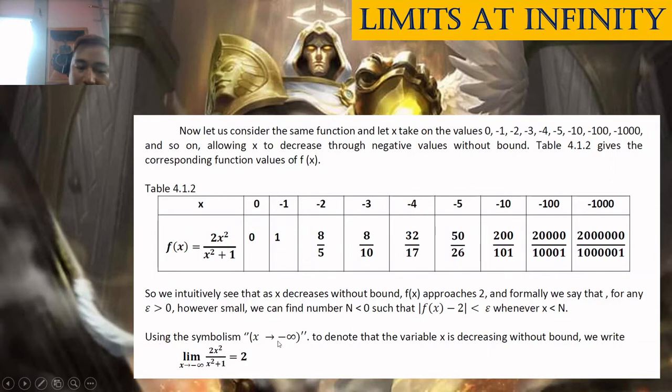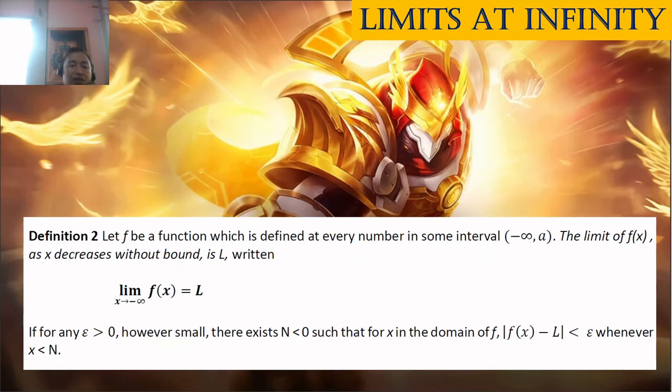Okay. Using the symbol x approaches negative infinity, the limit of 2x squared over x squared plus 1 as x approaches negative infinity is equal to 2. Then, class, we will go back and show the graph to see if it is correct.